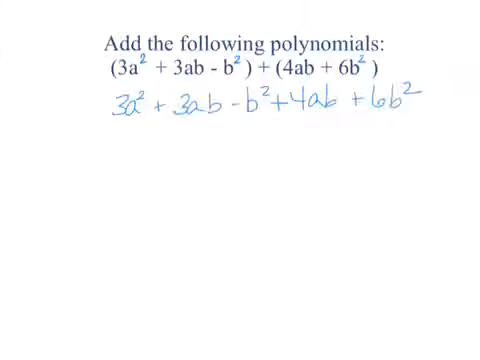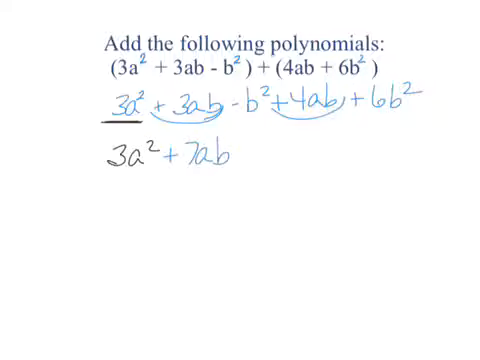Now our like terms is this 3a squared. I don't have any other 3a squared, so it's going to come straight down. Now I'm going to look at positive 3ab plus 4ab. Those are like terms. They both have an a and a b variable. That'd be plus 7ab. Then I have a minus b squared plus 6b squared. Well, if I owe 1 and I have 6, I'm going to have 5b squared. So that's simply my solution.